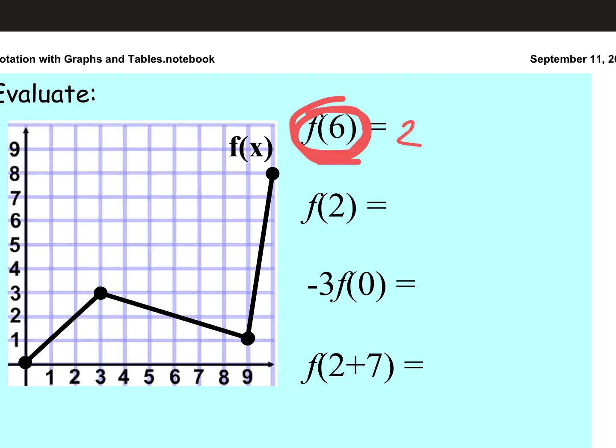Later, the hard ones are going to be where they're not telling you x. All right, they're telling me x is 2 right here. If x is 2, it must be that spot right there, and the answer is just 2.